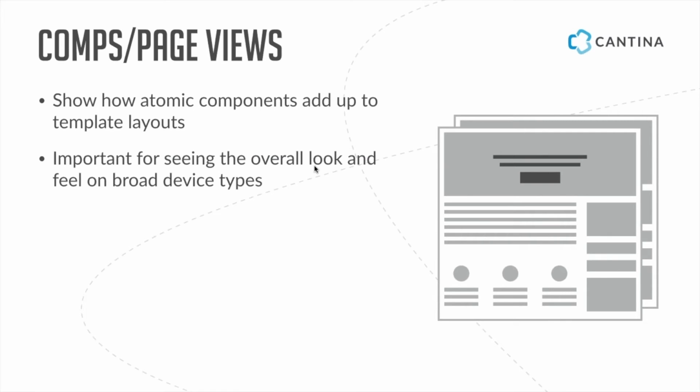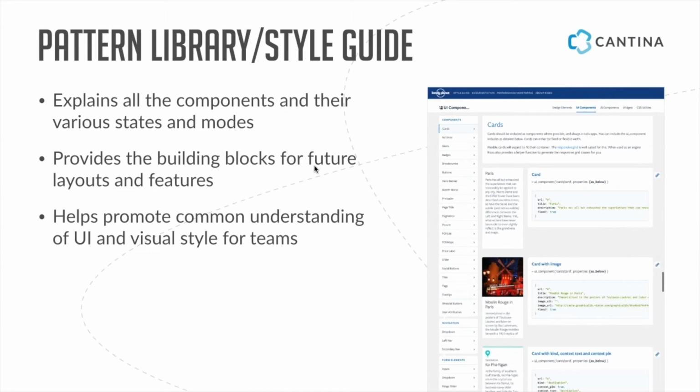Next up is a pattern library or a style guide. Again, there are many flavors of these, but at their most basic level, they explain the various components and all their various states and modes. So you think of button states that look different when you hover over them, or different modes for certain UI components when you're logged in as an administrator versus a regular user role. These are all things that can be captured in the pattern library.